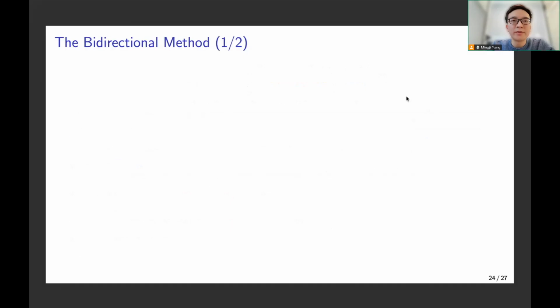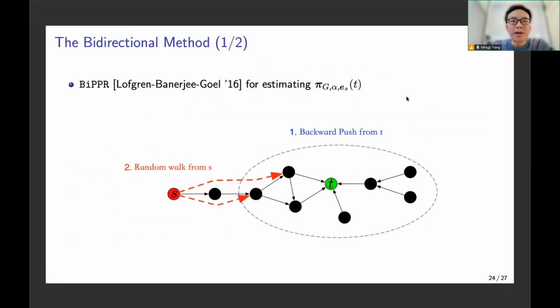And finally, there is the bidirectional method. The bidirectional method is actually once again motivated by algorithms for estimating PageRank. Originally, it was the bi-PPR algorithm for computing the single pair personalized PageRank value from the source node S to the target node T. In this bi-PPR algorithm, we first perform backward push from the target node T, which is actually a different application of the push primitive. Secondly, we perform random walks from the source node S to detect the subgraph explored by the backward push process.